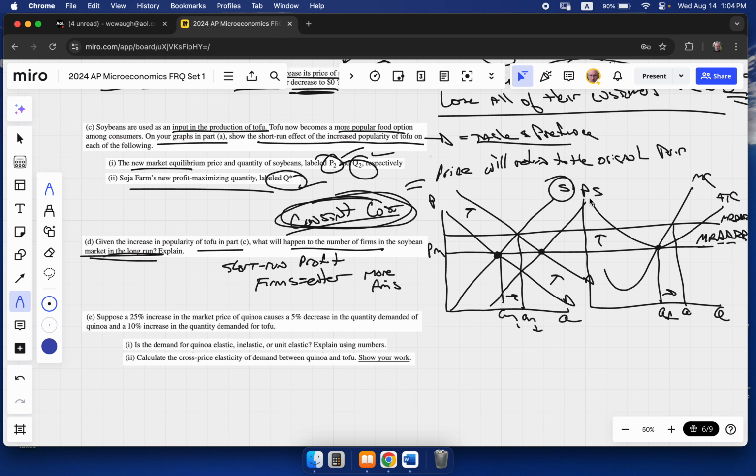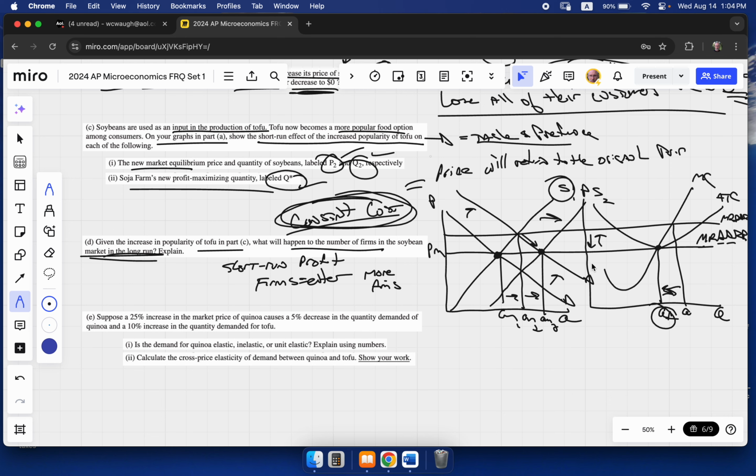Supply would shift right through there. Let's call that 1 and 2. It shifts to the right. It drives the price back down. The market has more of this good being produced because there are more firms producing it. Obviously, when the price goes back down, the firm would return back to making QF.